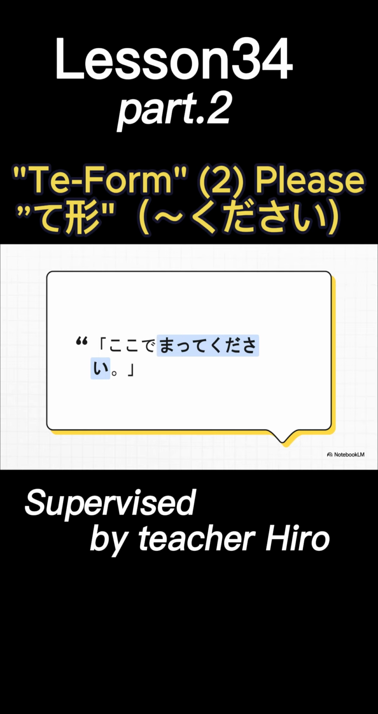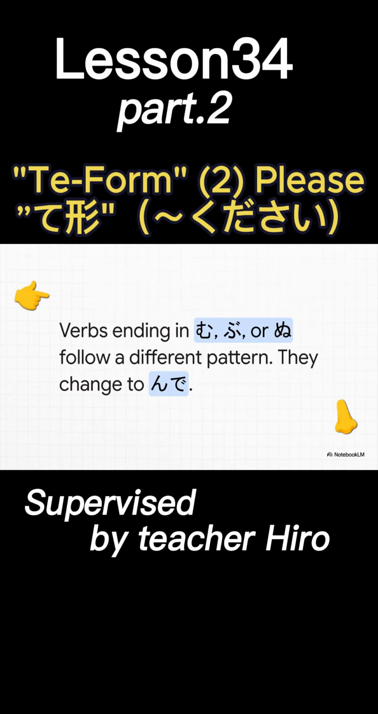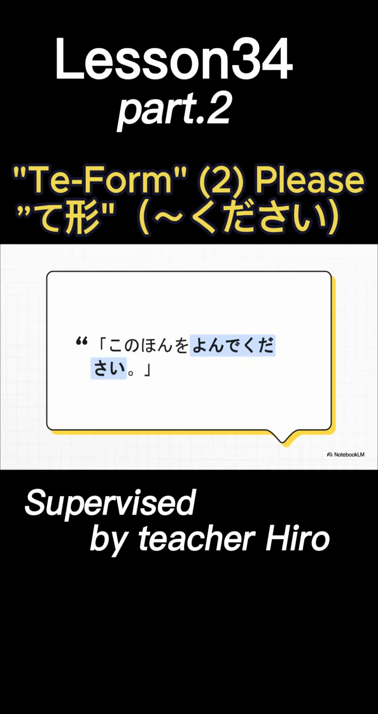Makes sense, right? All right, moving on to our next group. Verbs that end in mu, bu, or nu, they all follow a different pattern. For these guys, you drop that final syllable and add nde. It's a softer, more nasal sound this time. A really common one is yamu, which means to read. Since it ends in that mu sound, it becomes yonde. So if you want to ask someone to please read this book, you'd just say kono hon o yonde kudasai.